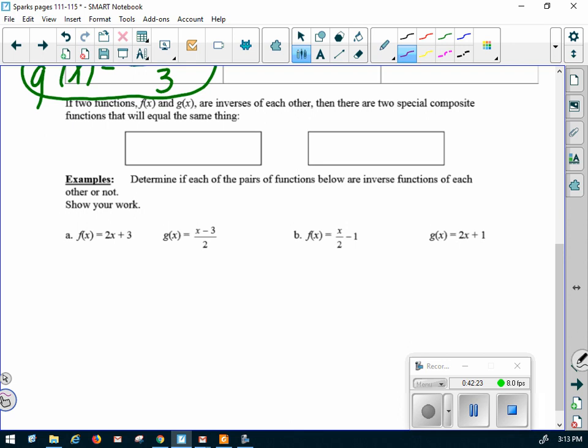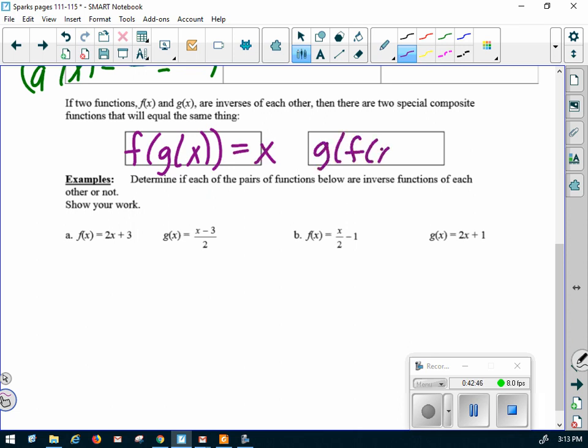If two functions are inverses of each other, there are two special compositions that will equal the same thing. Now notice right here, our functions are f of x and g of x. If they are inverses, if I do f of g of x, what better I get? I better get x. If I do g of f of x, I better get what? I better get x.